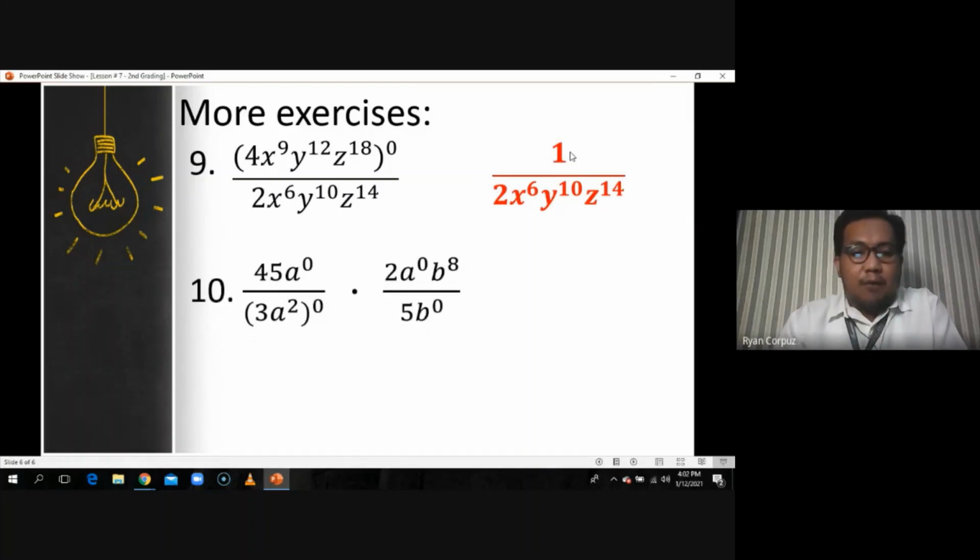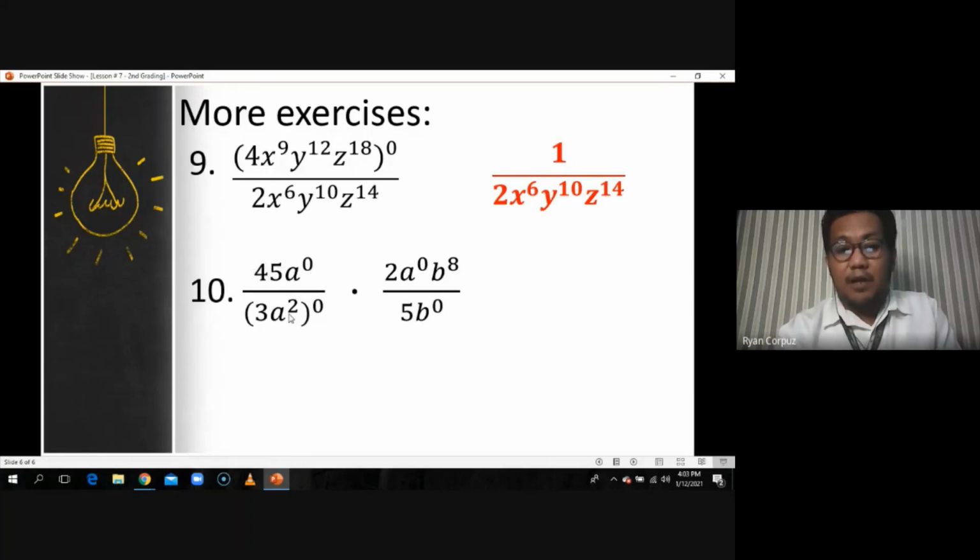On this other example, number 10, the given is 45a raised to 0 over the quantity 3a squared raised to 0, times 2a raised to 0, b raised to 8 over 5b raised to 0. How is that? There are 0s involved there. First, this, a raised to 0. That a raised to 0 will be equal to 1. So since only a was raised to 0, 45 will still be there. So 45 times 1, you'll come up with 45 left on the numerator part.